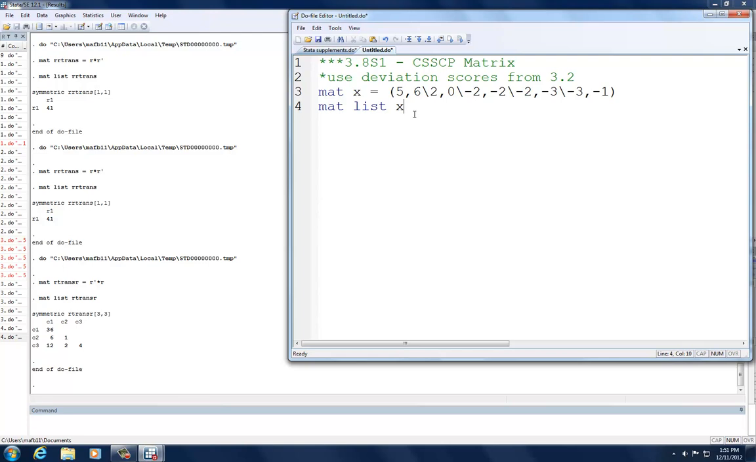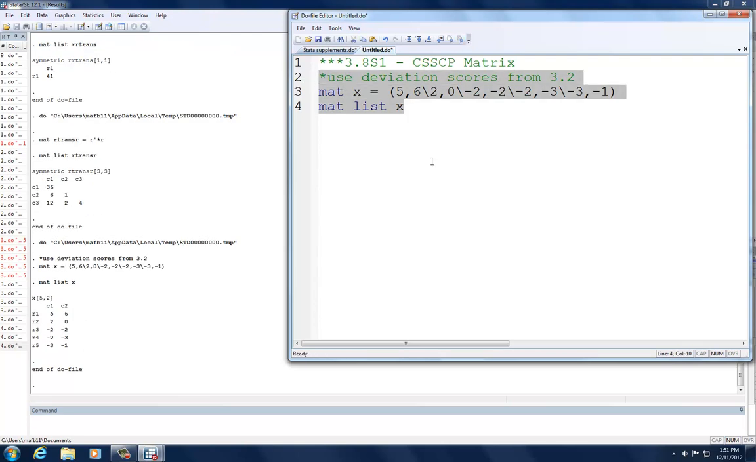Now, I always list it just to make sure I did it correctly, because I do make mistakes. But it looks like we do have the values 5, 6, 2, 0, negative 2, negative 2, negative 2, negative 3, negative 3, negative 1.